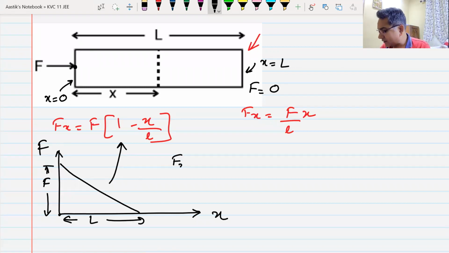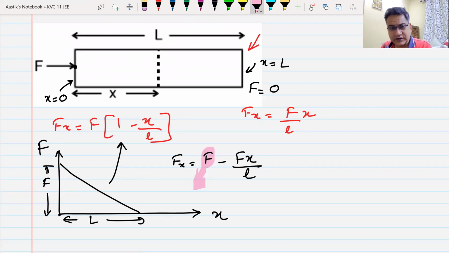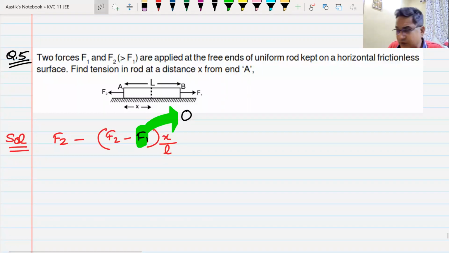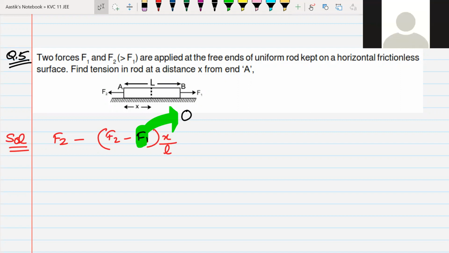You can write this Fx as F minus F into x by L. Here, in place of this F, F2 is given. And in place of this F, F2 minus F1, because on the other side, there is no force here. So remember this form. If you just remember this one, you should be able to find out the other one. Do we understand this? Just note this down. I'll give you 2 minutes to note it down, then we'll move ahead in life.